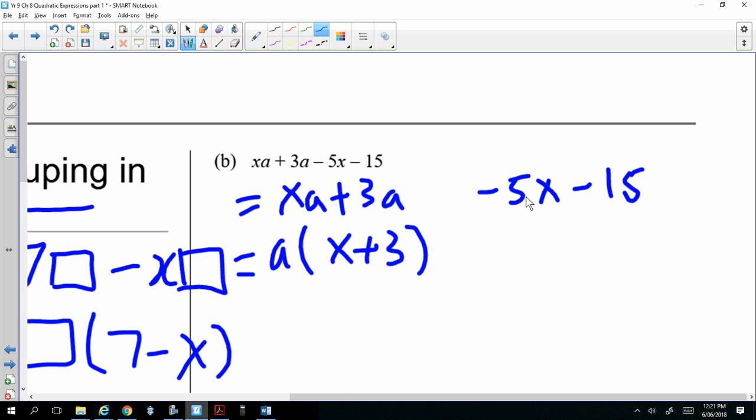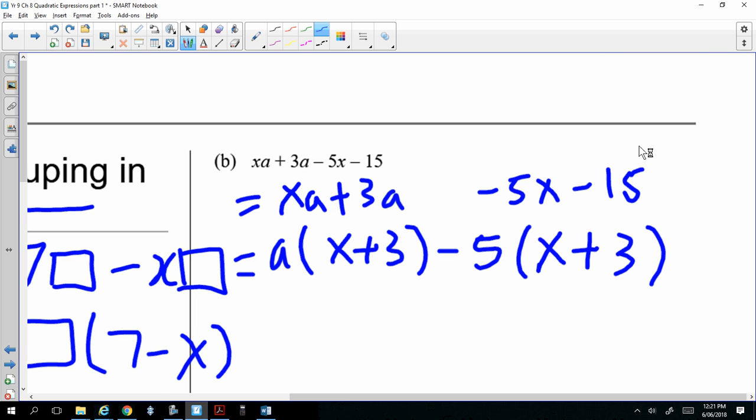What's common between negative 5 and negative 15? Negative 5. So you take the negative 5 out, put an open bracket. Now what? X plus, not 5, x plus 3. It's plus because negative 5 times 3 is negative 15.